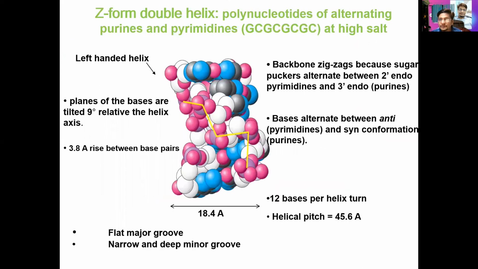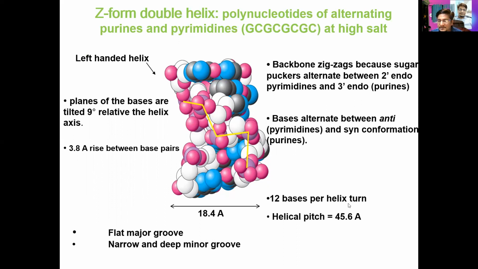Now the third one, Z-DNA. Basically this structure is about the polynucleotide alternating purine and pyrimidine, GC, you can see over here, and it forms when we have a high salt concentration. Z stands for the zigzag structure. This zigzag structure is basically a left-handed helix. As I told you just now in the previous slide, the sugar is in the 2' endo with the pyrimidine and 3' endo with the purines. This creates a backbone of zigzag-like structure, and the bases alternate between the anti that you are going to see in the case of pyrimidine and the syn you are going to see in the case of purine.